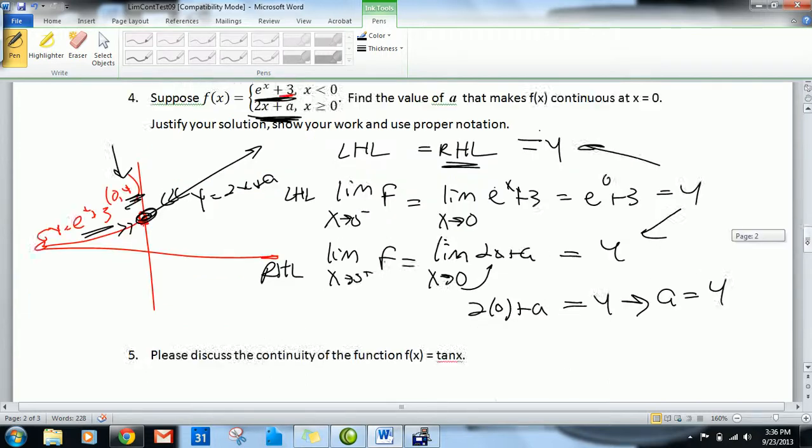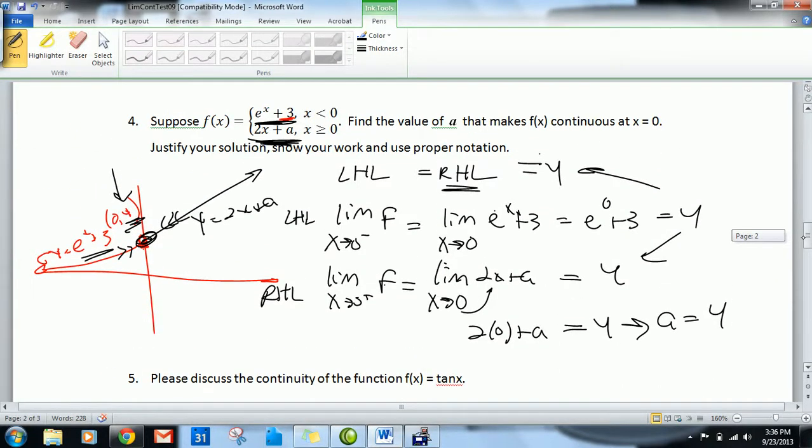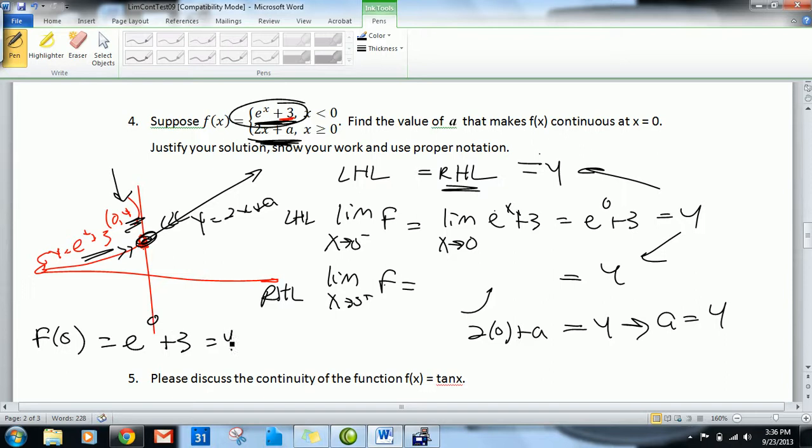Okay? So now, to summarize, that would mean f of 0, which is e to the 0 plus 3, which is 4, will now also be the limit of both pieces of my function as x is approaching 0, right? And that's what it means to be continuous at a point, right? f of 0 equals, whoops, where did that limit go? Oh my, I'll do this again.